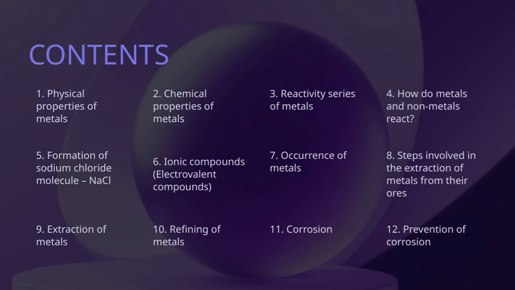for various uses. Then, we'll cover the extraction of metals, focusing on methods used to isolate them from their ores. We'll also delve into ionic compounds, specifically electrovalent compounds, explaining how they form through electron transfer. Following that, we'll discuss the chemical properties of metals, including their tendencies to lose electrons and form positive ions. We'll look at the formation of sodium chloride, NaCl, as an example of a simple ionic compound.